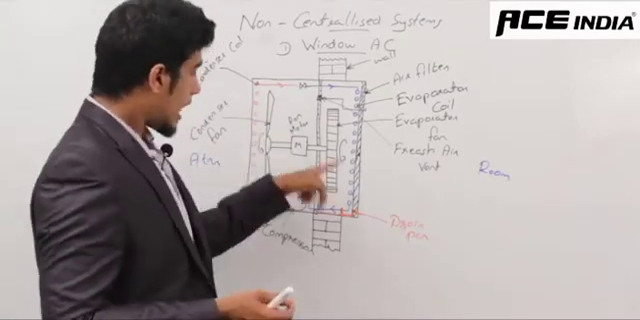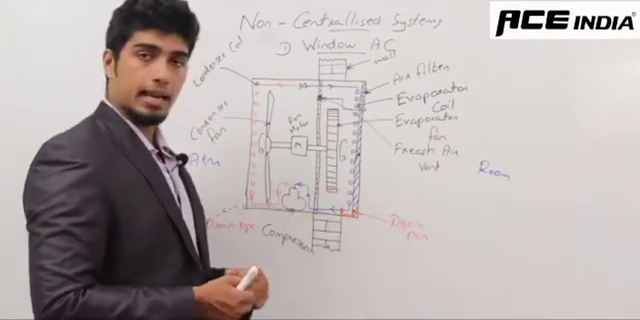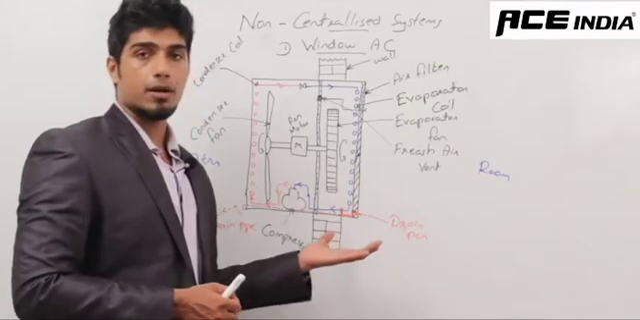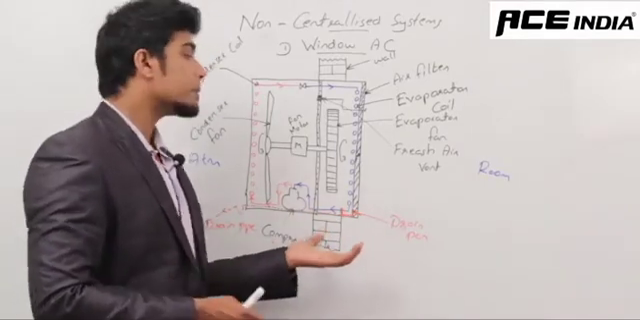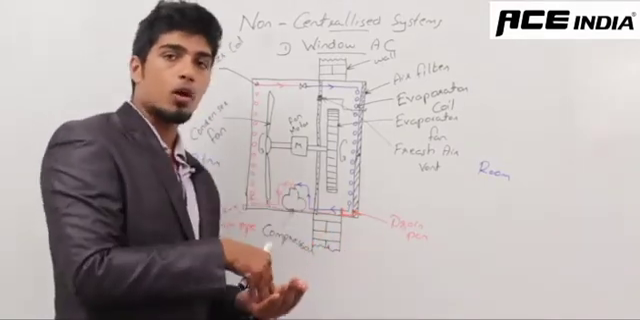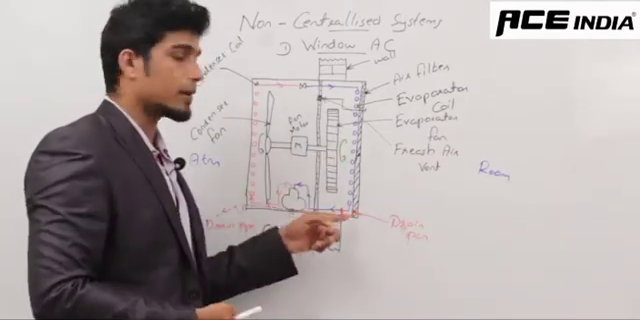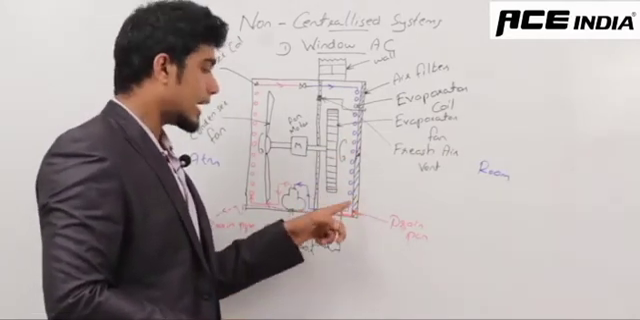Then after that, you will find something called a drain pan underneath your evaporator coil. The drain pan is used here to collect all the dehumidified water that is dripping down from your evaporator coils and fins. It will be collected in the drain pan.